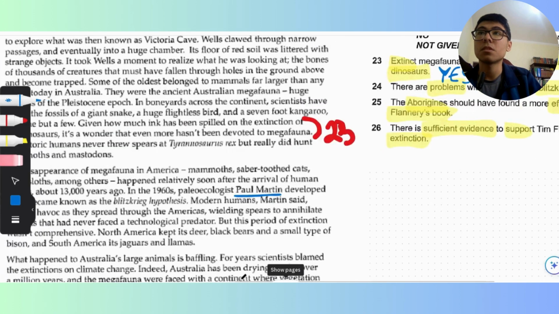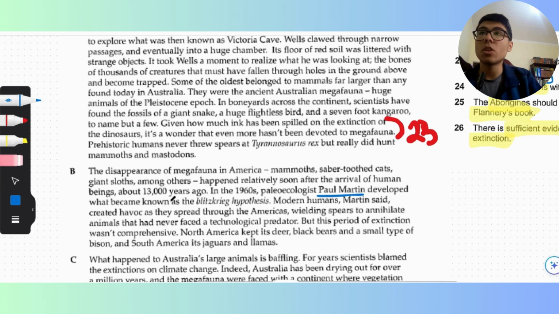Are there any problems? So he developed what became known as the Blitzkrieg hypothesis. So here we have his hypothesis, which is named Blitzkrieg, if I'm not mistaken. Modern humans, Martin says, created havoc as they spread through the Americas, wielding spears to annihilate animals that had never faced a technical predator. But this period of extinction wasn't comprehensive. North America kept its deer, black bears, and a small type of bison, and South America its jaguars and llamas.